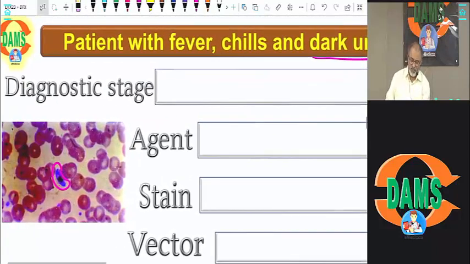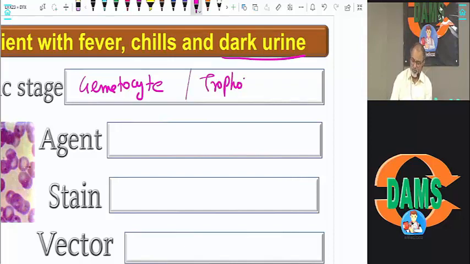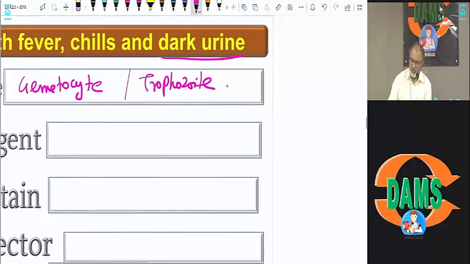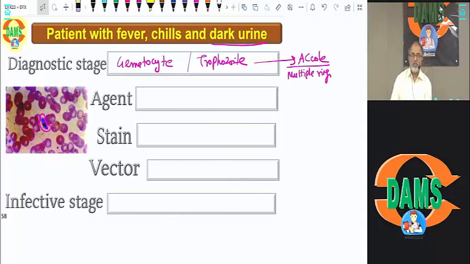What is the diagnostic stage? Diagnostic stage is gametocyte. Especially what type of gametocyte? Banana or boat shape, and ring shaped trophozoite. Multiple rings, we call it as Accole formation. What is the agent? Plasmodium falciparum.